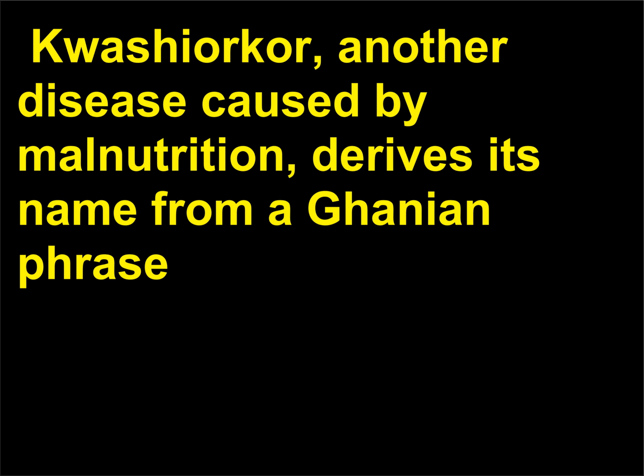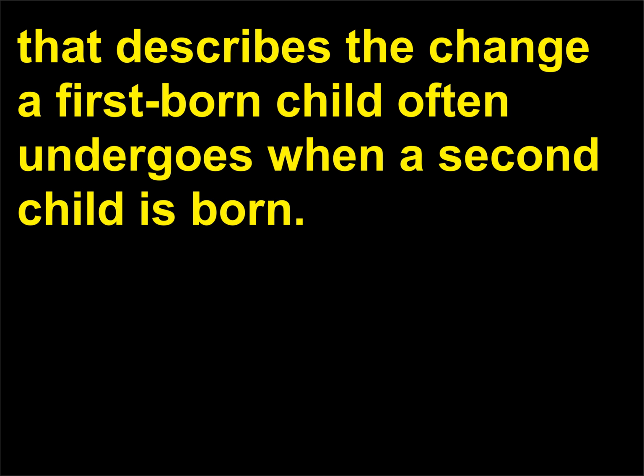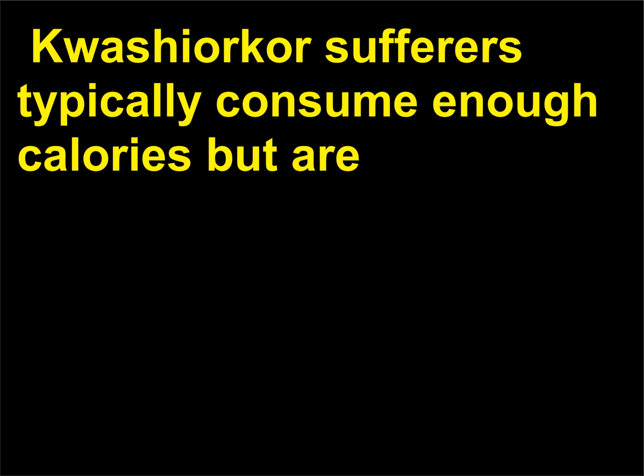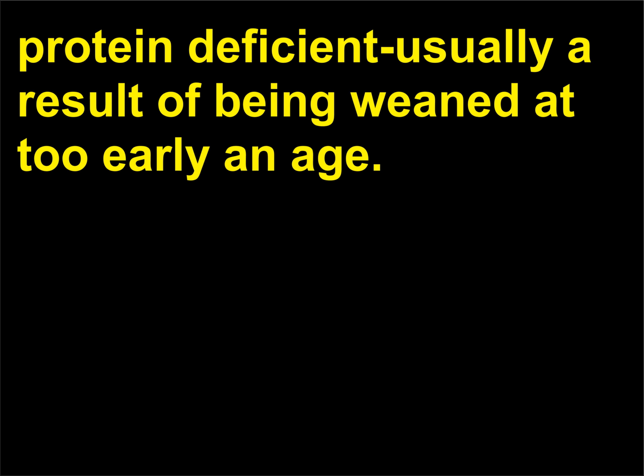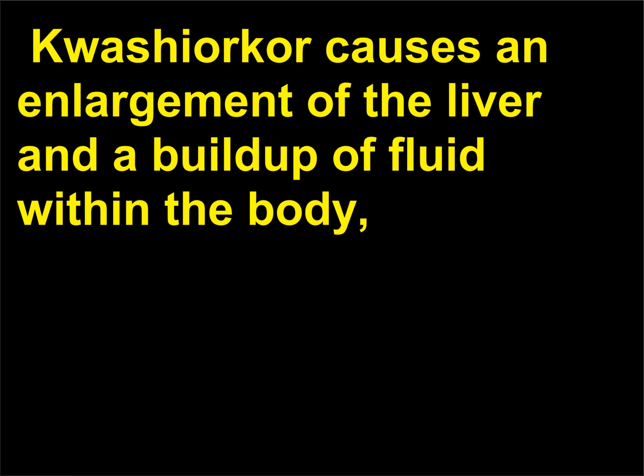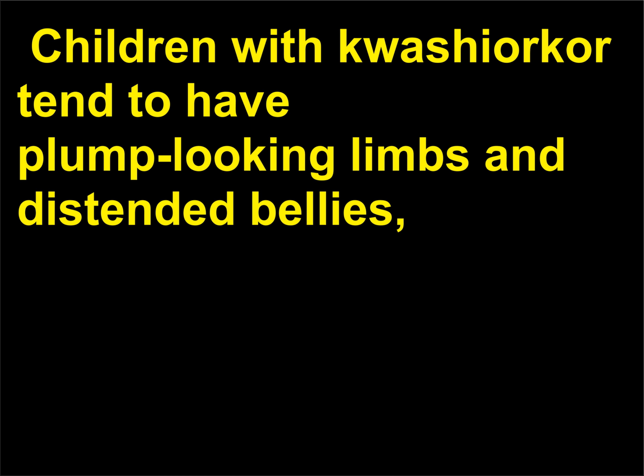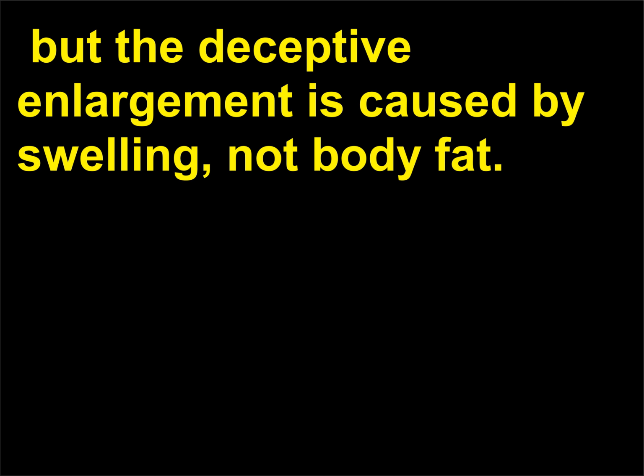Kwashiorkor, another disease caused by malnutrition, derives its name from a Ghanaian phrase that describes the change a firstborn child often undergoes when a second child is born. Kwashiorkor sufferers typically consume enough calories but are protein deficient, usually a result of being weaned at too early an age. Kwashiorkor causes an enlargement of the liver and a buildup of fluid within the body, particularly in the belly. Children with kwashiorkor tend to have plump-looking limbs and distended bellies. But the deceptive enlargement is caused by swelling, not body fat.